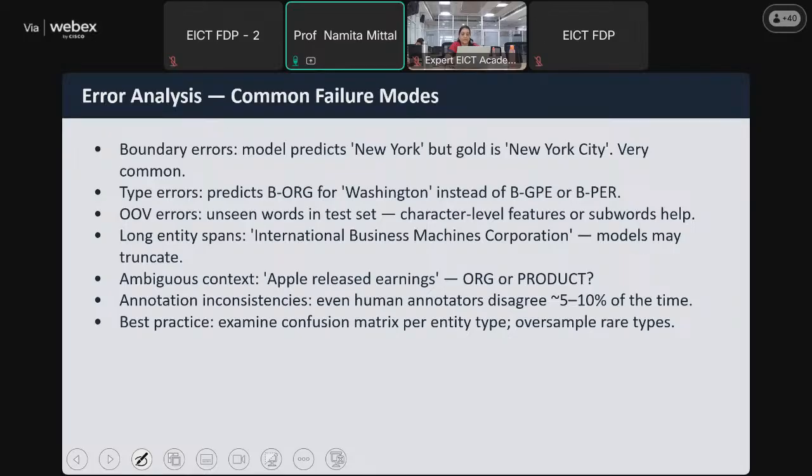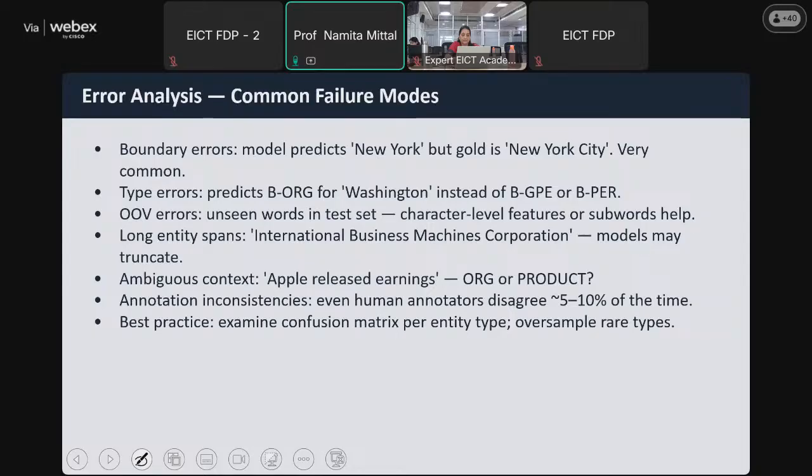Long entity spans, like International Business Machines Corporation, models may truncate. Ambiguous context: Apple released earnings. So is Apple a product or an organization? Apple is the name of a product, Apple is the name of a company, and Apple is the name of the fruit. But a fruit cannot release earnings. It may be organization and product. So here the answer is organization.